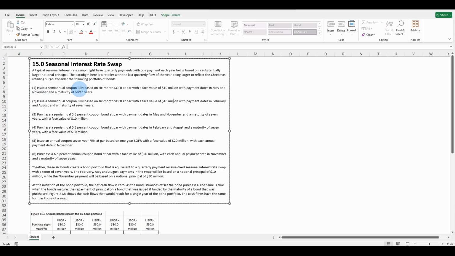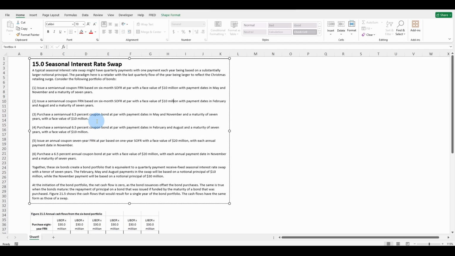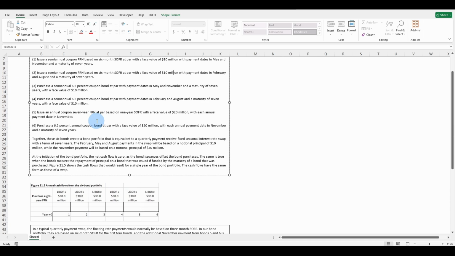Issue a semi-annual coupon floating rate note based on 6 months SOFR at par with a face value of $10 million with payment dates in May and November and a maturity of 7 years. Issue a semi-annual coupon fixed rate note based on 6 months SOFR at par with a face value of $10 million with payments in February and August and maturity of 7 years. Purchase a semi-annual 6.5% coupon bond at par with payment dates in February and August and a maturity of 7 years with a face value of $10 million.